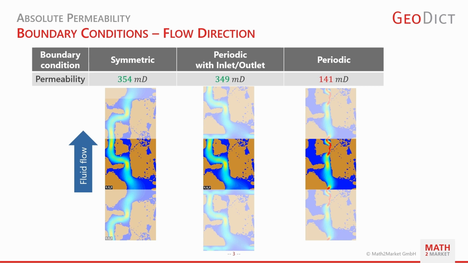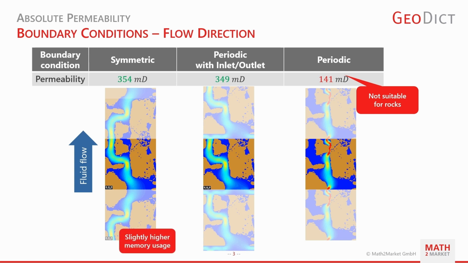Just a few words about the boundary conditions in flow direction. On this slide, the effect of the boundary conditions on permeability is displayed. As you can see, permeability is artificially reduced by choosing the pure periodic boundary conditions without inlet and outlet. This boundary condition is not suitable for rocks and should not be chosen for this application. You should either choose symmetric boundary conditions or periodic boundary conditions with inlet and outlet, which is also the default in GeoDict. The number of voxels at the inlet and outlet should be larger than the largest through pore, such that it does not introduce artificial pressure drop.